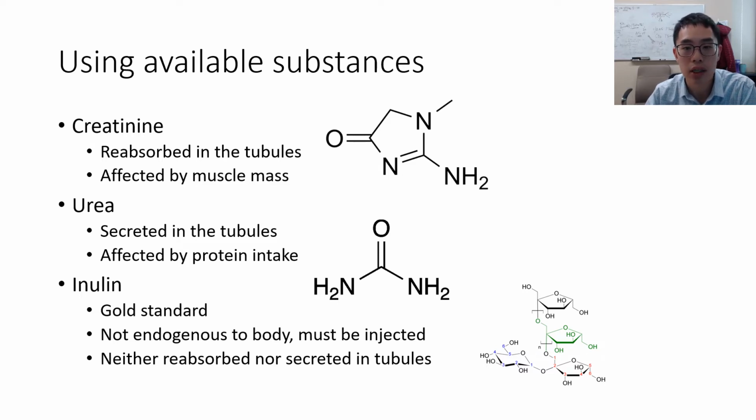The gold standard has been used in research purposes to get the closest estimate to one's underlying renal function and the kidney function, and that is inulin. Inulin is a plant-based sugar that is injected into the person and is freely filtered through the glomeruli, but is neither reabsorbed nor secreted in the tubules.